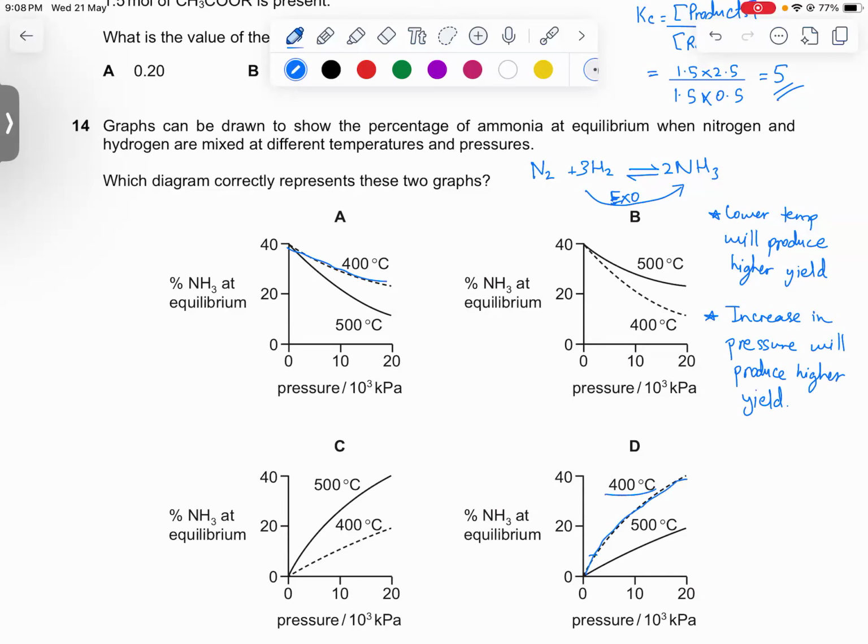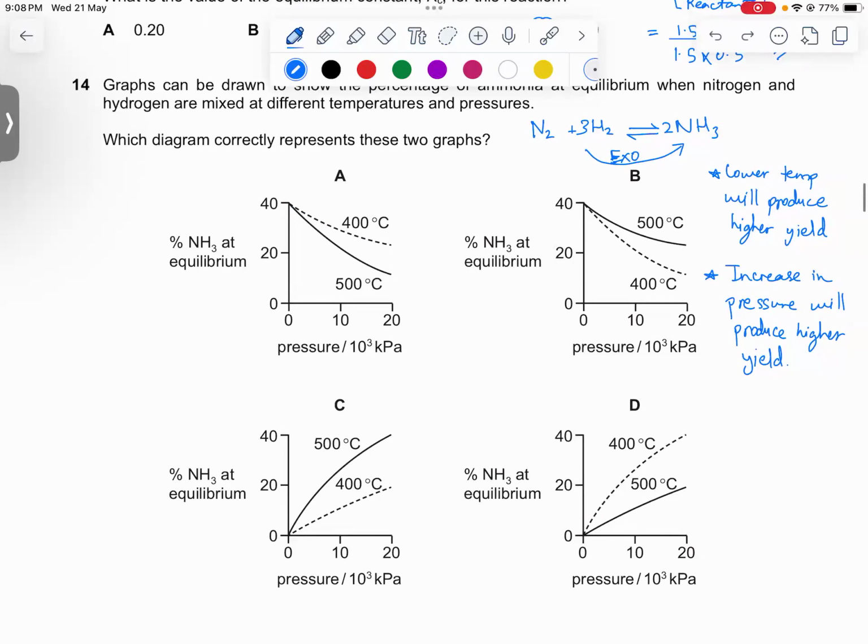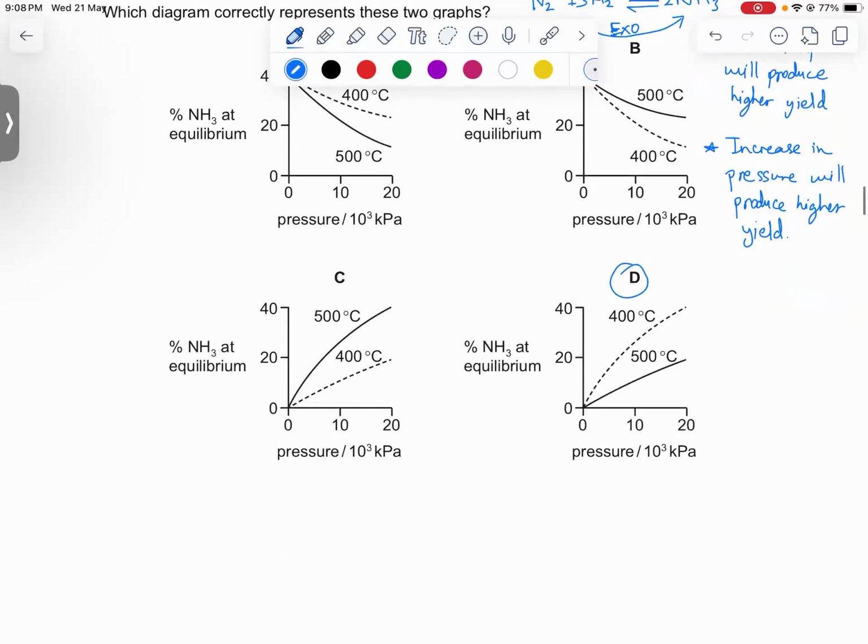So that means the graph which is above, these two graphs with lower temperature, must be correct. And the second thing that must be correct is that as pressure is increasing, yield should increase. So in option A, as pressure is increasing, yield is decreasing. So this is wrong. The correct answer is D for doctor. Because we can see that as pressure is increasing, the yield is increasing, and at 400 degrees Celsius, there is higher yield than at 500 degrees Celsius. I hope that makes sense.